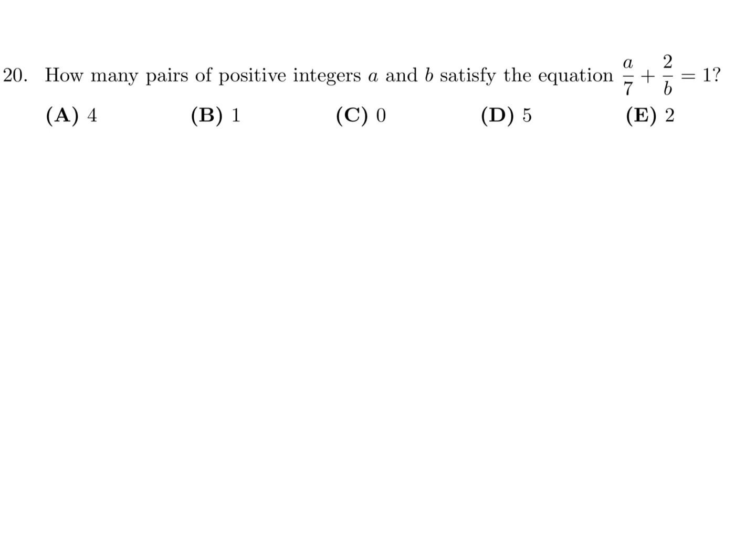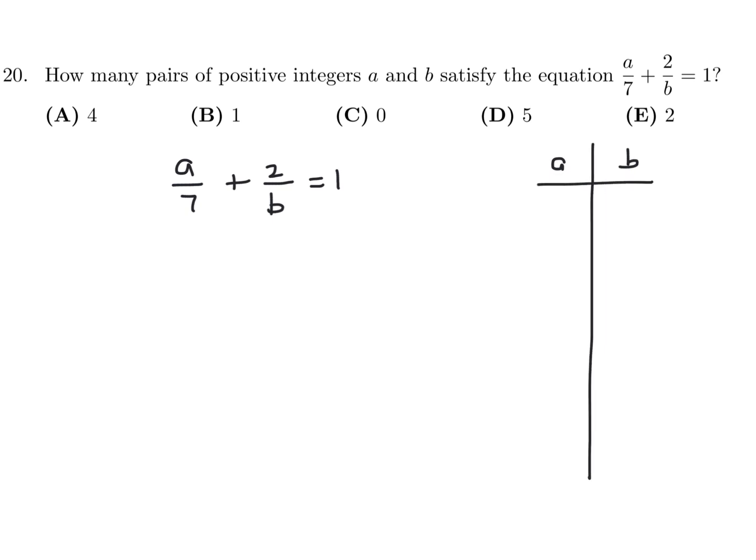How many pairs of positive integers a, b satisfy this equation? a over 7 plus 2 over b is equal to 1. Okay, let's make a list and let's keep going. I think we have to do this manually. I don't think there's any shortcut. Might be, but I don't know what it is. So let's do it manually.